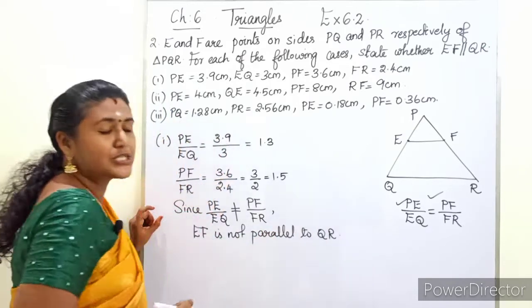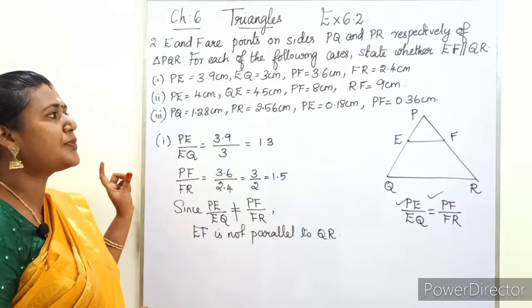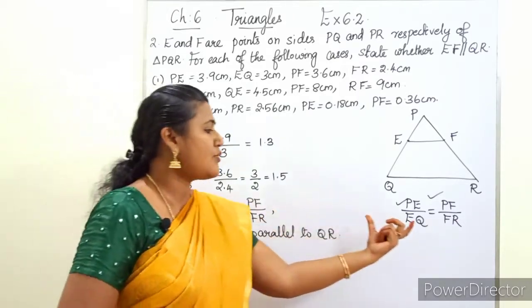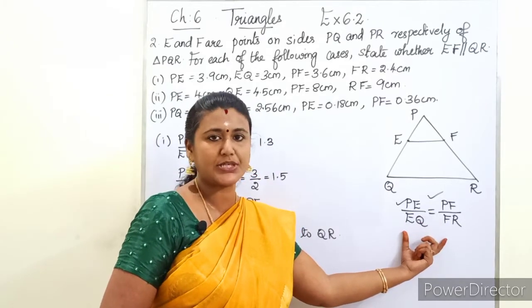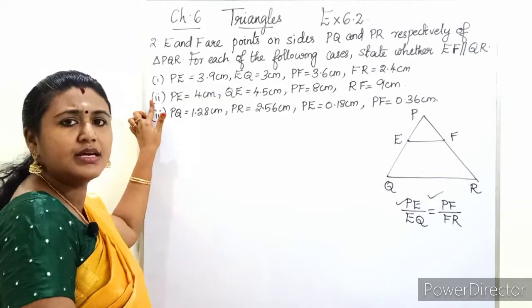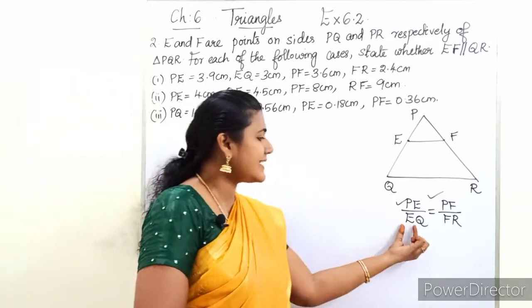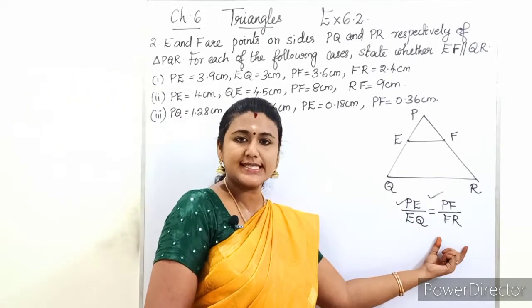Okay, so this is how you have to prove. When you want to prove two lines are parallel, you have to check this condition only. This is actually the converse of the basic proportionality theorem. The second question, we will also check this condition, whether it is satisfied or not.